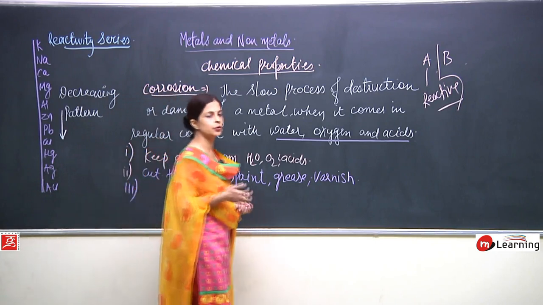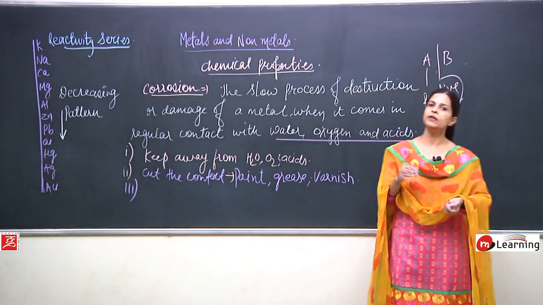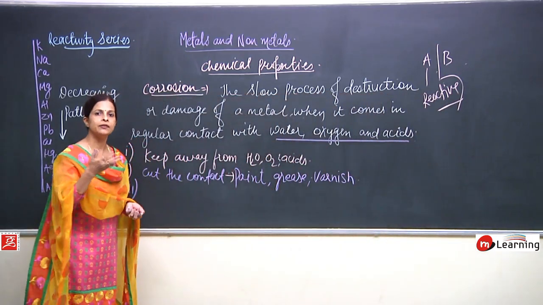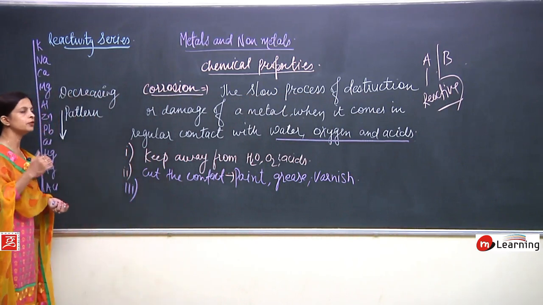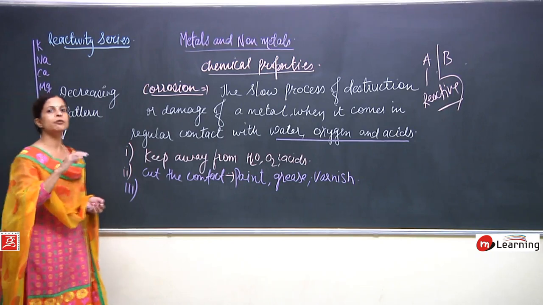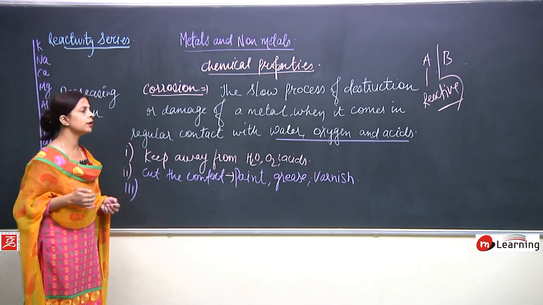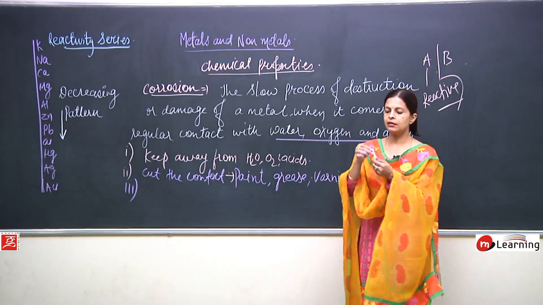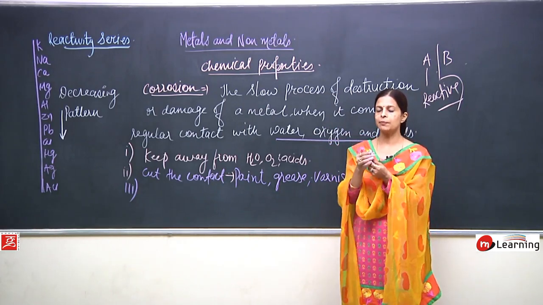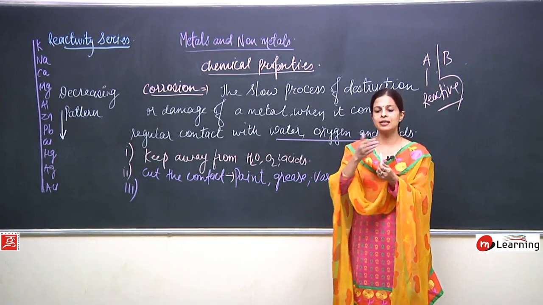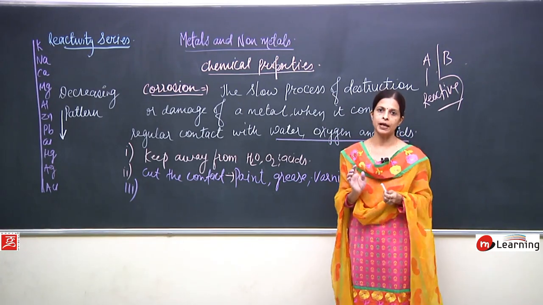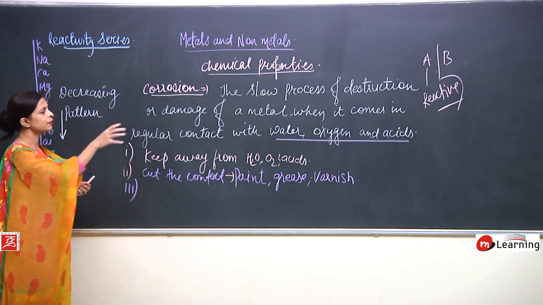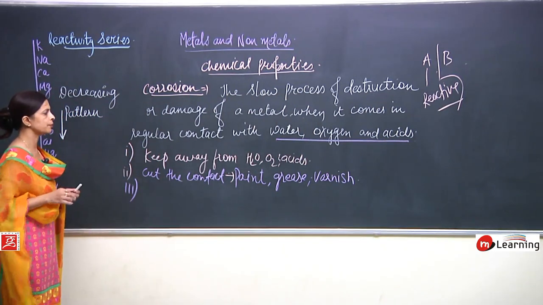Now what actually do these all do? In a regular course, whenever you see an iron piece, maybe an iron gate, a vehicle, an engine, you won't find iron without paint. Even the school gate, even your gate, why is it always painted? It is painted because it is iron. When it is painted, the paint won't allow the oxygen and the water to come in contact with the iron. In this way, the metals can be kept safe from corrosion.